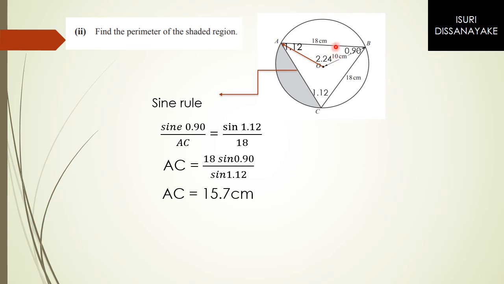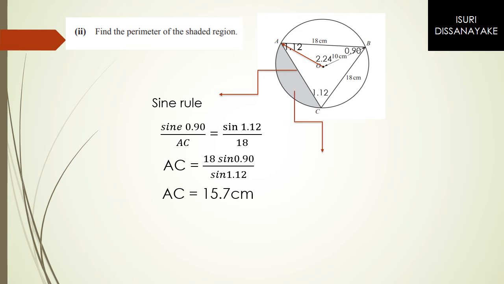Now you can use the sine rule. Sine 0.90 divided by AC equals sine 1.12 divided by 80. You work it out, you will get the answer as 15.7.